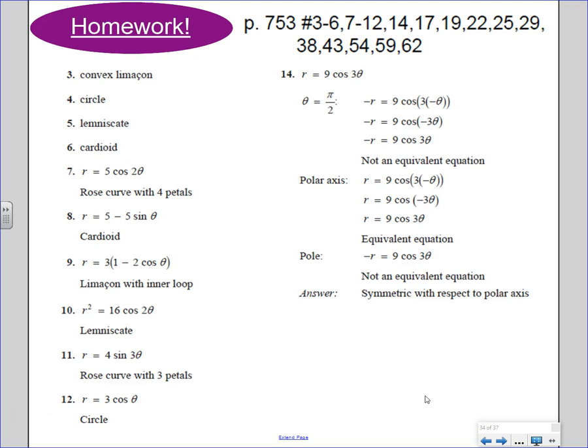Remember, the even ones double the petals, the odd ones, well, that's a plus or minus. Are there any odd ones? The odd ones stay the same, whereas the even ones, wherever they are, double. The lemniscate has a little squared. And if there is only one petal, he's going to be a circle.